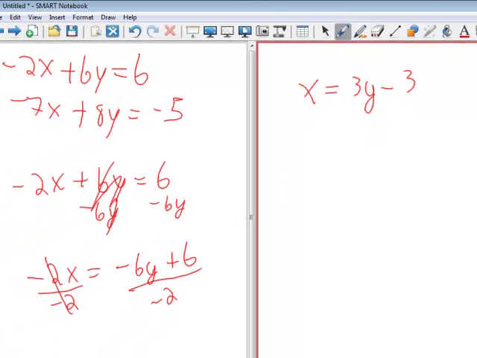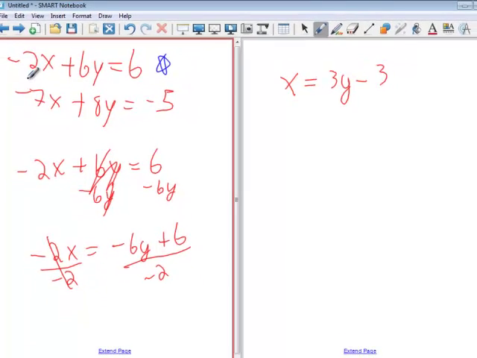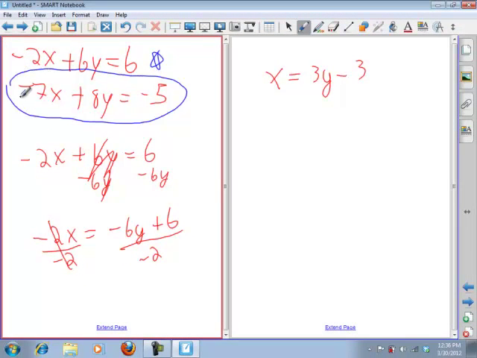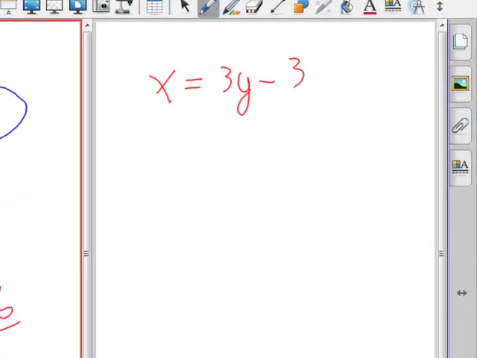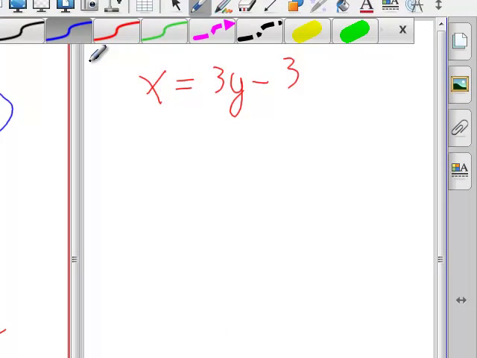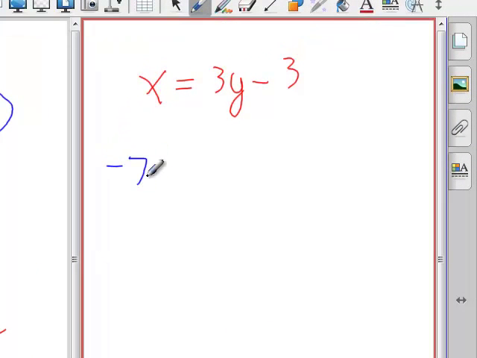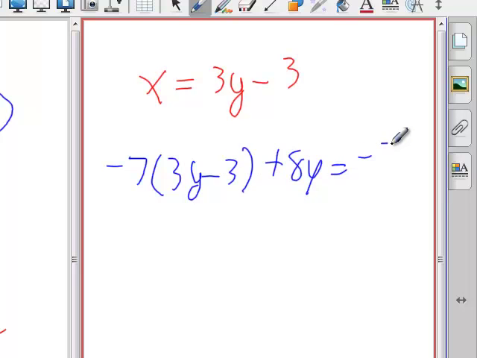What equation did we solve? We solved this equation already, so now we have to use the other equation. If we solve this equation, we have to use the other one, because we can't use this. So let's do it in blue. Minus 7x. This is x, so we put parentheses and say everything that x is, plus 8y equals negative 5.